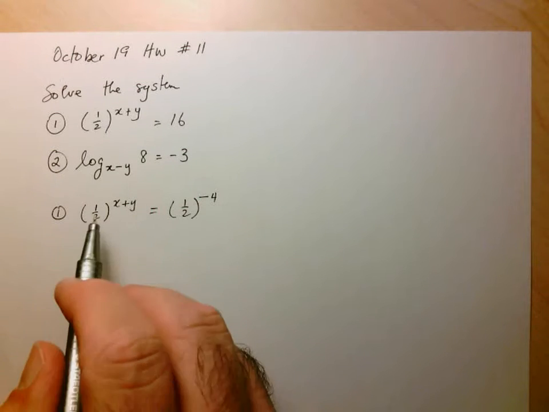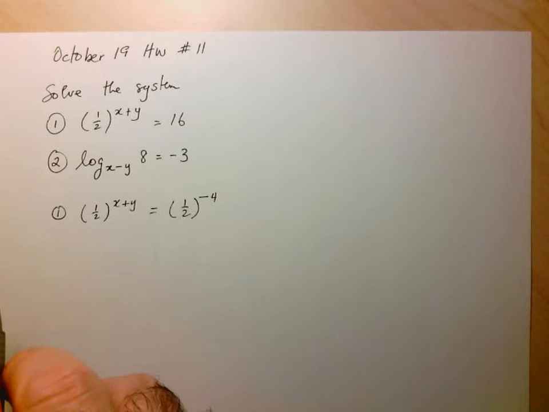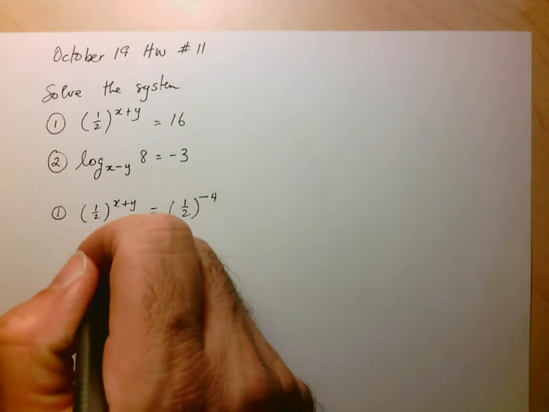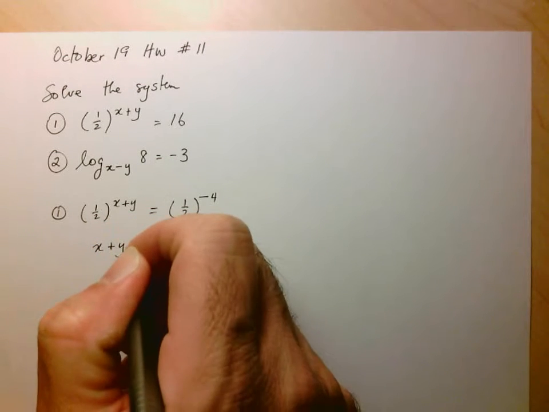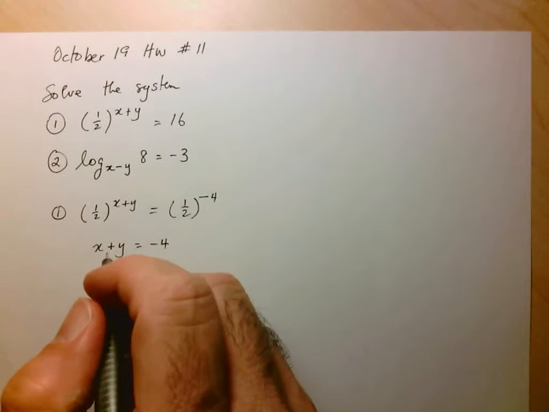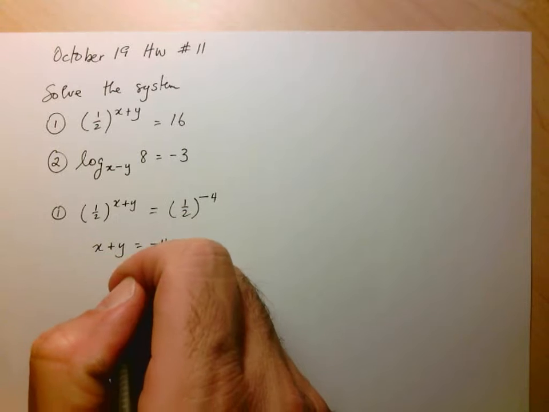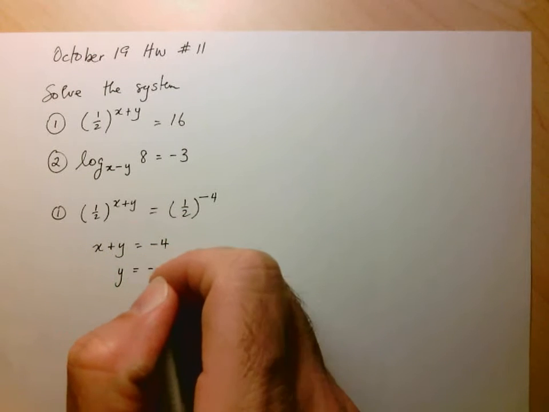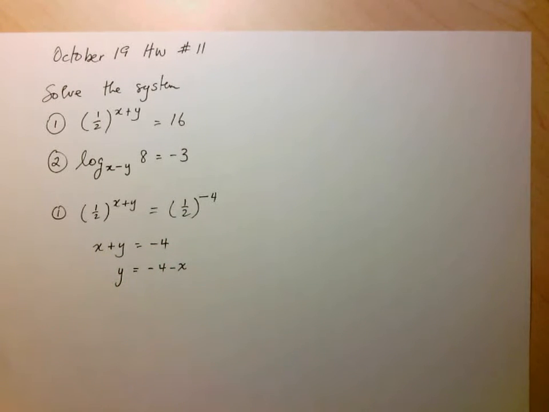The reason why this is good is because I've got two powers with the same base that are equal. So if the bases are equal, the exponents must also be equal. And now I have a nice easy way of isolating either x or y. So I'll choose to isolate y here. So we have y equals negative 4 minus x.